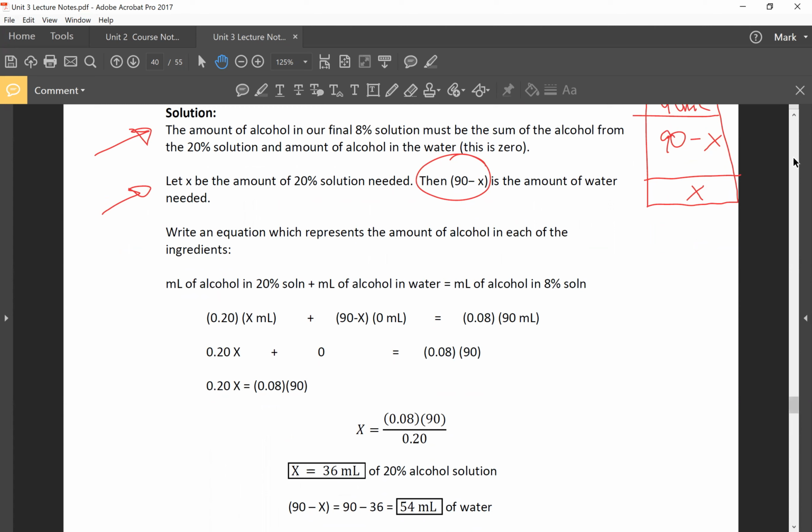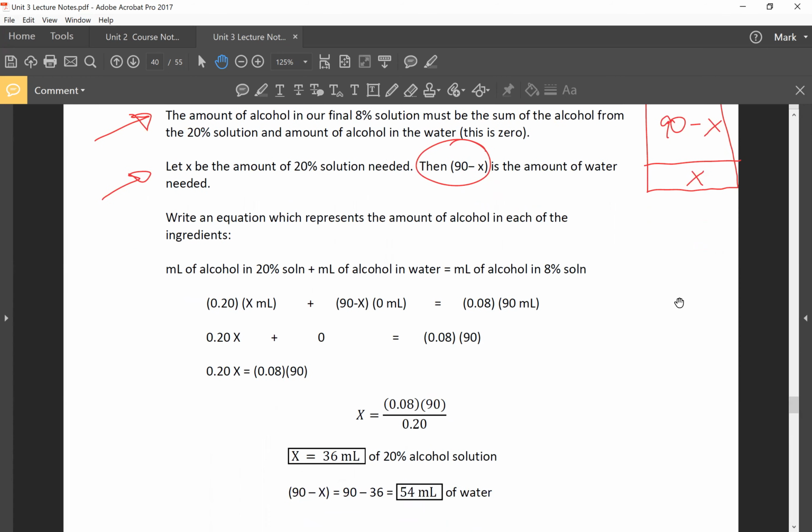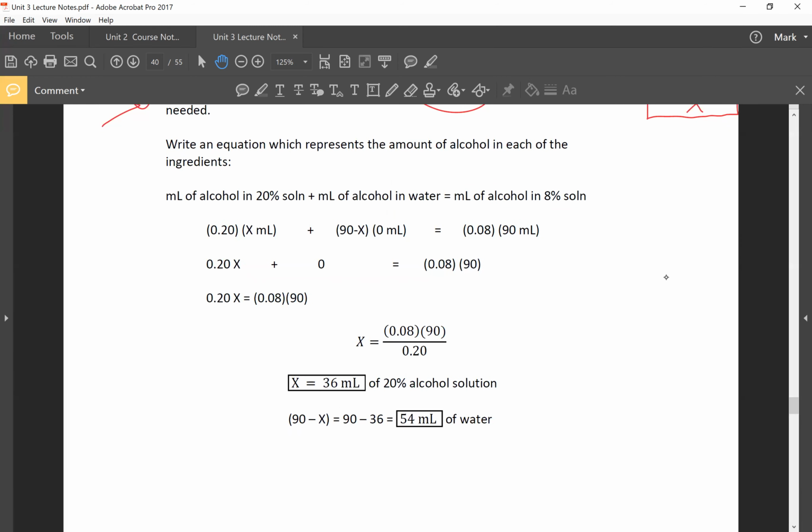So we're going to write an equation which represents the amount of alcohol in each of the ingredients. In the first ingredient, the amount of alcohol will be the 20% solution, so 0.20 times the liquid. And in the second one, it's 0% because we're just adding water. So 20% times X, or 0.2 times X, plus the amount of alcohol in the water, which is nothing, is going to give us this solution.